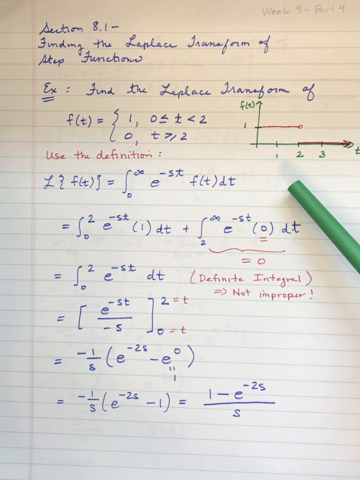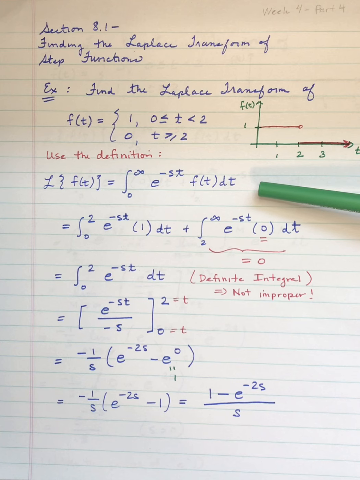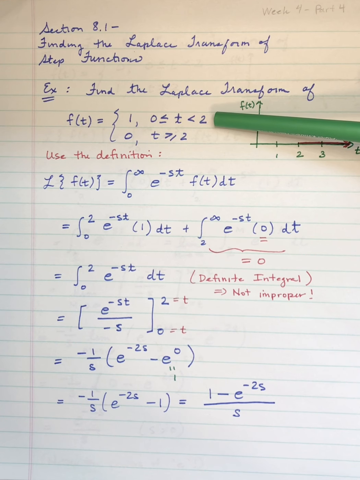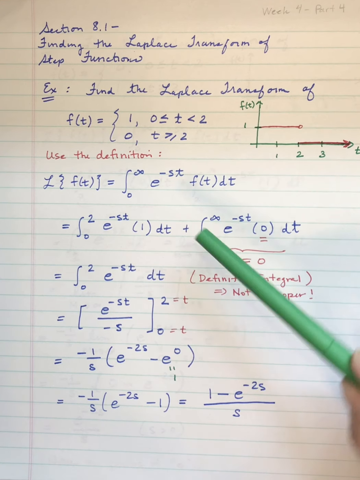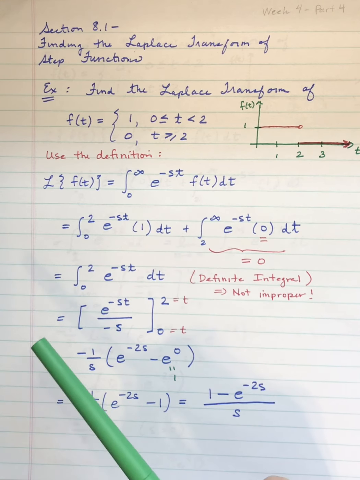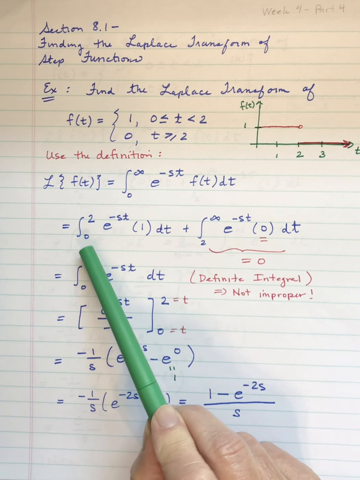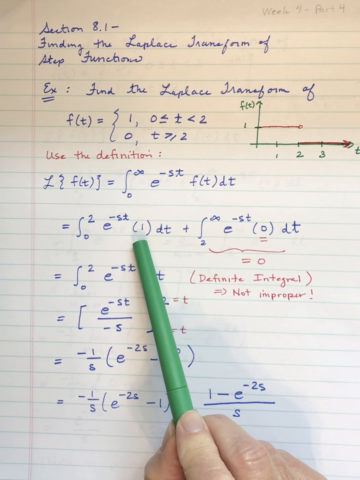So we need to go back to the definition. I told you we could always use tables, but we might need to use the definition occasionally. This is the type of problem where, if I ever asked you to use the definition, it would be on something like this. So here's the definition of the Laplace transform of a function. The interesting thing here is that from 0 to 2, the function has the value of 1, and from 2 to infinity, it has a value of 0. So we split the integral from 0 to infinity up into two integrals. From 0 to 2, the value of the function is 1.